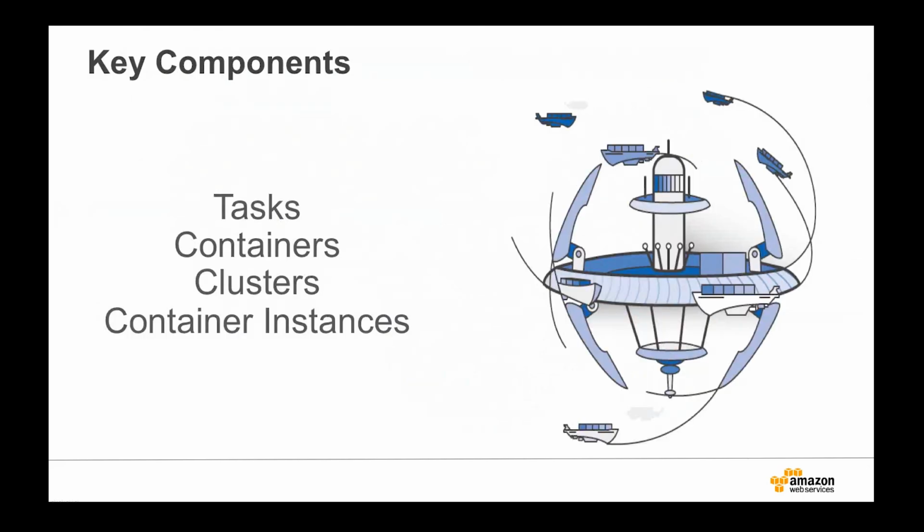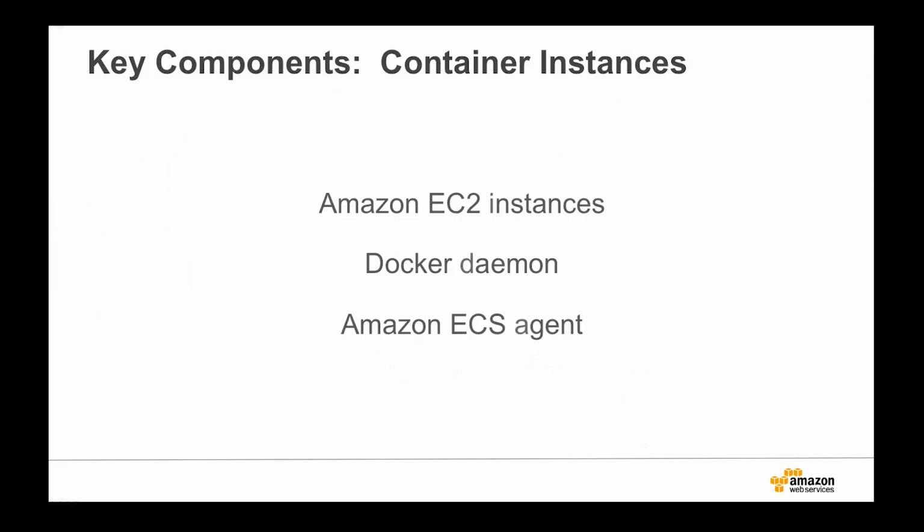So what are the key components of the service? There are 4 key components that we like talking about: tasks, containers, clusters, and container instances. Let's actually start from the bottom, with container instances. A container instance is an Amazon EC2 instance, which has a couple of key requirements. It needs to be running the Docker daemon that we support. Currently, we support everything from Docker 1.3.3 and above. And it needs to be running the Amazon ECS agent. Obviously, it needs to run a version of Linux which will support Docker, which is any modern version of the Linux kernel.